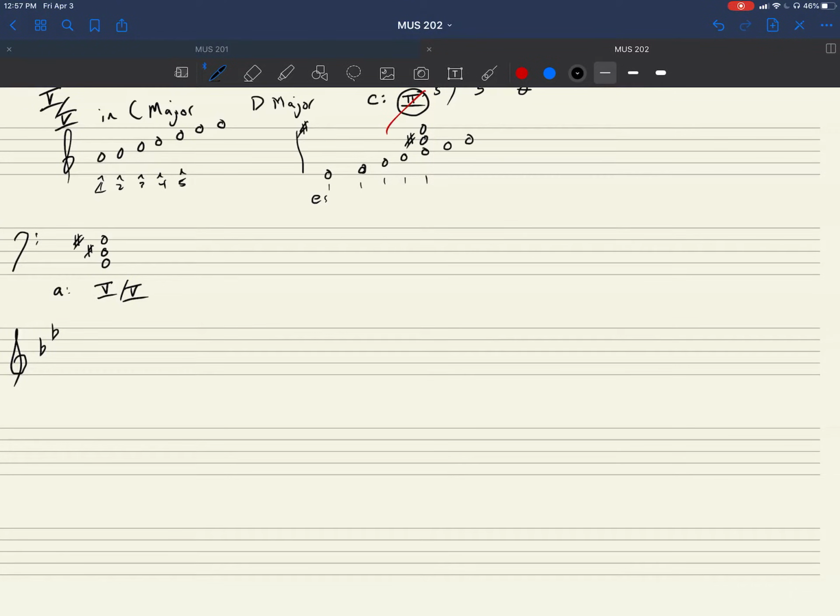So now I write out my B flat scale. I can just use a key signature for this. I'm going to do it in the treble clef. So I go to the fifth scale degree, 1, 2, 3, 4, 5. There's your dominant, F. It's an F major triad. And then I have to go to the dominant of F major. So do a B flat.